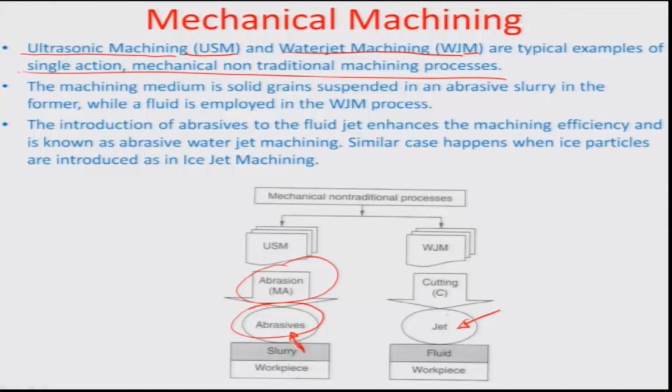So, whatever jet emanates out with the abrasive particles loaded goes through a layer of water before striking the workpiece. The machining medium is solid grains suspended in an abrasive slurry in the former, whereas in the latter, that is the WJM process, there is a fluid again, but it is not a thick slurry, rather a thin slurry with a fluid loaded with some garnets or abrasive particles. You can do the same with ice particles, replacing the abrasive particles. If it is replaced by ice particles, we call it ice jet machining. So, these are the different kinds of non-traditional mechanical machining processes.